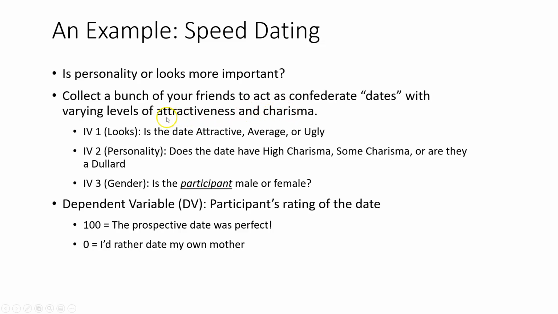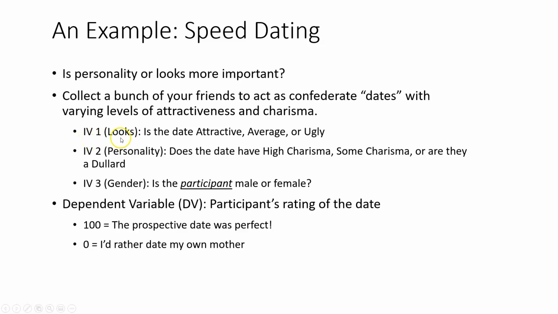So you've already pre-rated the attractiveness and charisma of these people who are your Confederates. You've maybe gone through some other preliminary exercise where you have them ranked, rated, stuff like that. And so every one of your Confederate dates has a particular attractiveness level and charisma or charm level. And you have a couple of different independent variables in this study.